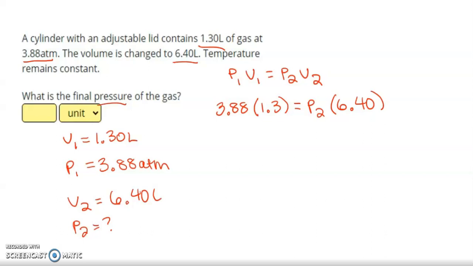First, I'm going to multiply 3.88 times 1.3. I'll punch that in my calculator. And you get 5.044. So to solve for P2, we keep this equation, we write equals P2 times 6.40. Now we want to get P2 by itself. Right now we're multiplying by 6.4. So to get rid of 6.4 and to get P2 by itself, we're going to divide both sides by 6.4.